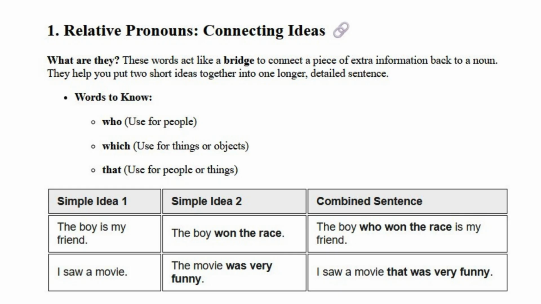The first one, the boy is my friend. Now, the next idea that goes with that is the boy won the race. Now, let's combine these into one sentence that has a bit more detail. The boy who won the race is my friend. Let's try it again. 2 ideas into one combined sentence.